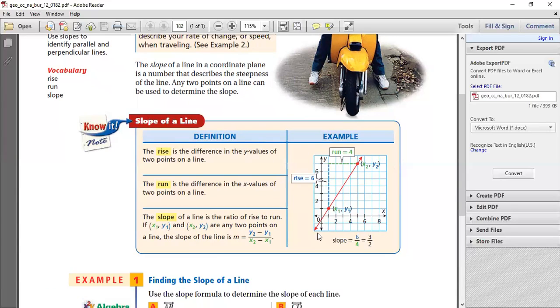Fine. The slope of this line. Here they have given us this 1 point and this 1 point. So up to you, however you want.